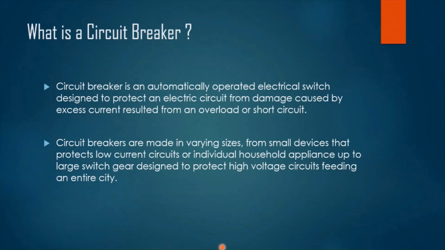But first, what is a circuit breaker? It is an automatically operated electrical switch designed to protect an electric circuit from damage caused by excess current that can be a result from an overload or a short circuit. These circuit breakers are manufactured in varying sizes. It could be a circuit breaker that protects low current circuits or appliances, up to large switch gears that can protect high voltage circuits feeding an entire city.